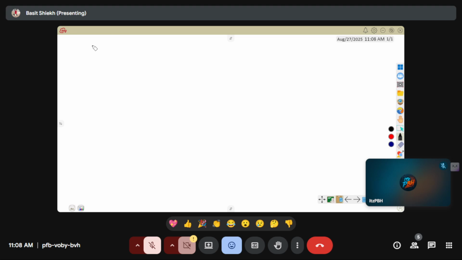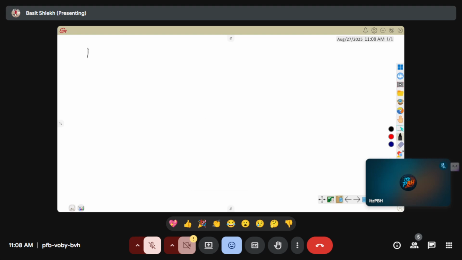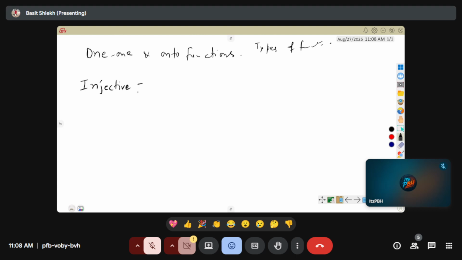On students' request, I will give a revision of one-one and onto functions. These we call types of functions. First, we will go for injective function. Injective functions are one-one.